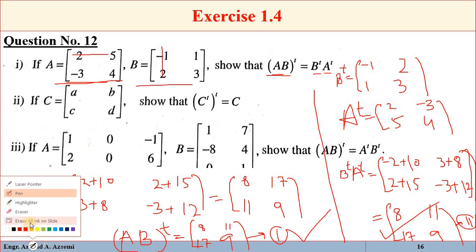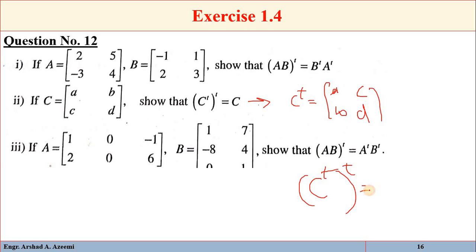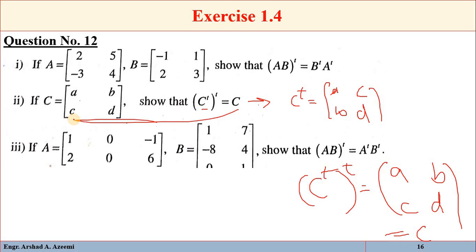Okay, now for the second part, first we have to find the C transpose. So the C transpose will be AC and BD. Now again take the transpose of this transpose. It will be equal to AB and CD, which is equal to the original matrix C. So if we have a matrix and we take its transpose and then take the transpose of that transpose, it will be equal to the original matrix.